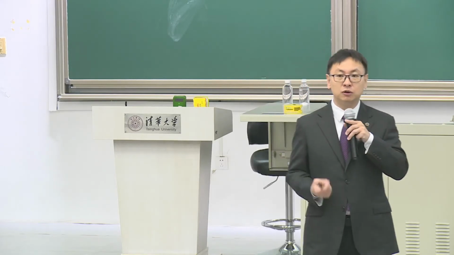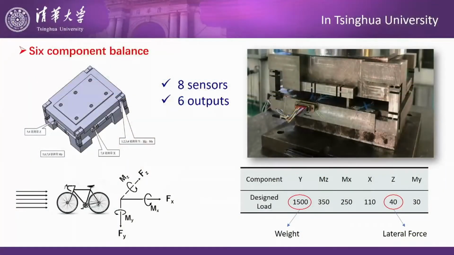We have our own box balance, 6 components. It's specially designed for sports. You can see the loaded design. Y direction is the weight, 150 kilograms. Z is the lateral force, the side force. Side force is really small, 2 orders of magnitude difference. It is really hard in the design and the manufacturing, okay?